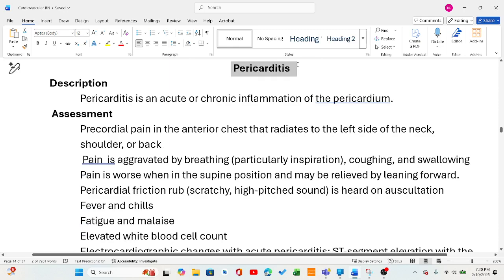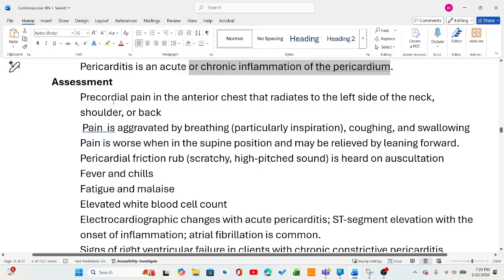The next infection that NCLEX loves to ask is pericarditis. So with pericarditis, what is happening is that the patient is having infection in the outer layer of the heart, and that's what we call pericarditis. You can have acute pericarditis and chronic inflammation of the pericardium. So it could be either acute or chronic. But what you need to know is that it is the outer layer of the heart that is involved.